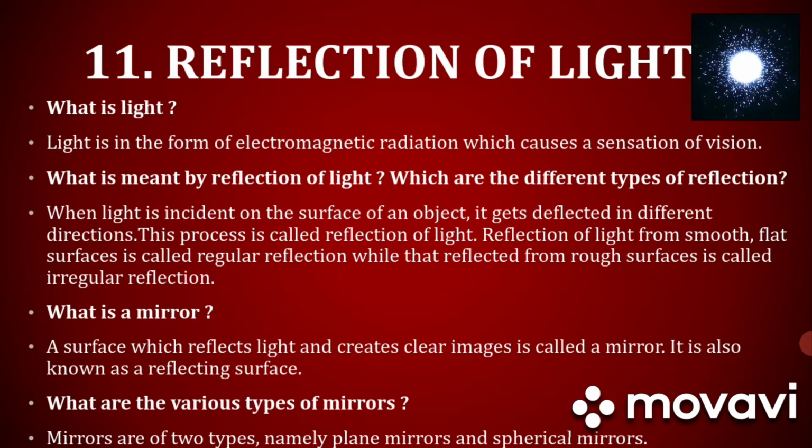What is a mirror? A surface which reflects light and creates clear images is called a mirror. It is also known as a reflecting surface. What are the various types of mirrors? Mirrors are of two types, namely plane mirrors and spherical mirrors.